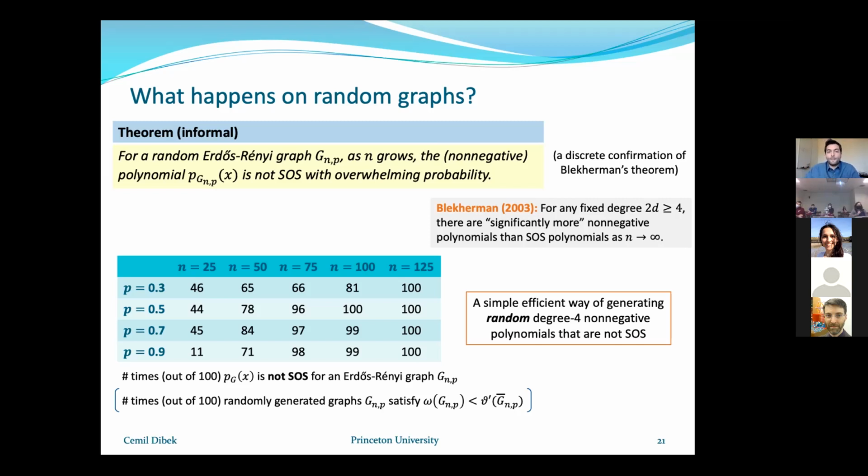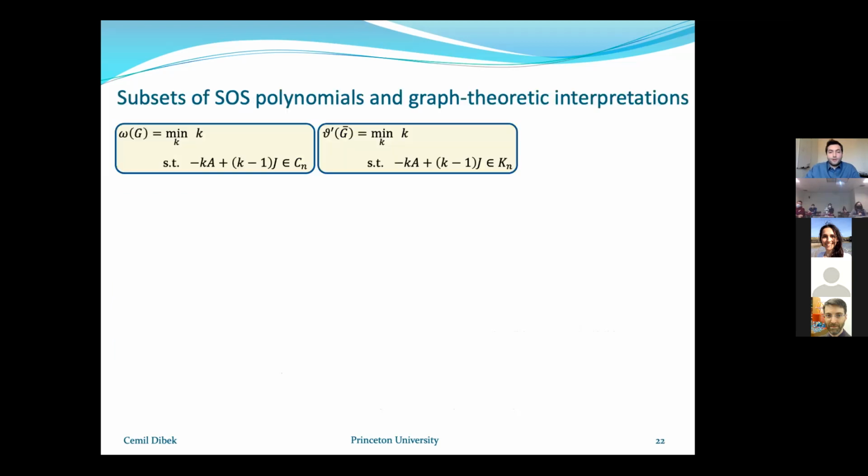Okay, good. So one maybe last technical thing that I want to mention is the subsets of SOS polynomials. Let me remind you of these Cn and Kn formulations of the clique number and the Schreiber number. In his PhD thesis, Parrilo observes that this set Kn is actually the same set as the set of matrices that can be written as the sum of a positive semi-definite and a non-negative matrix. So then I asked the following question.